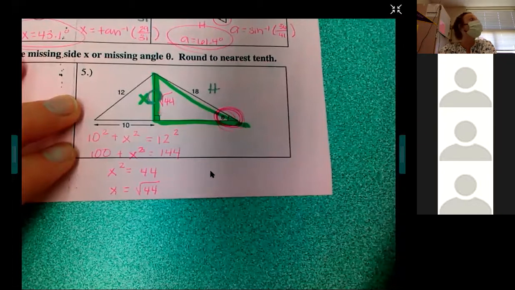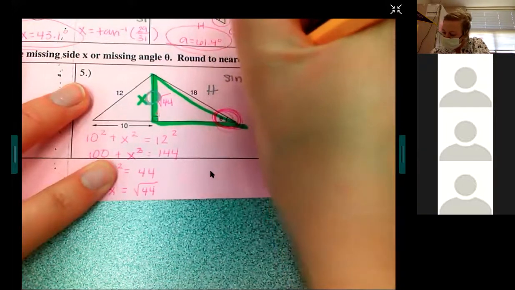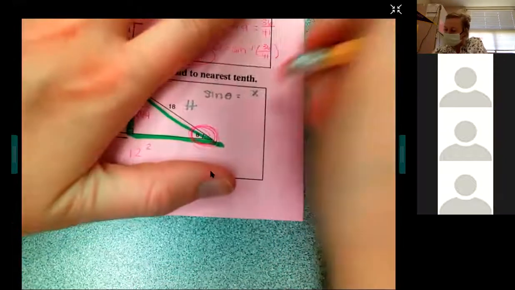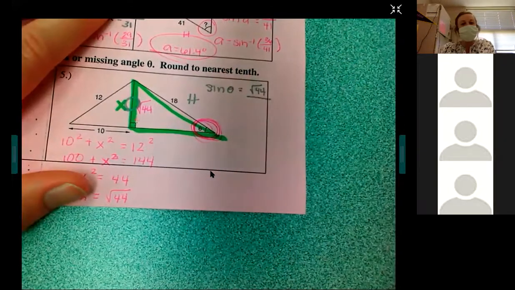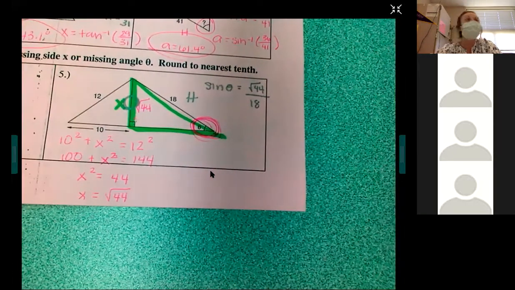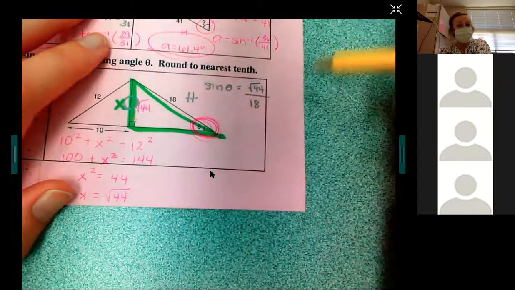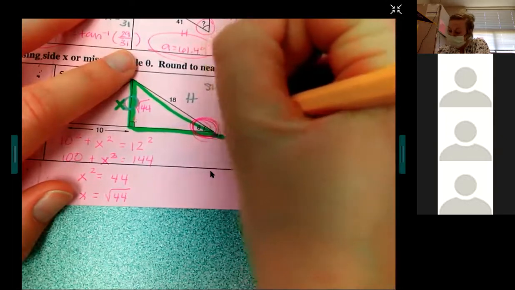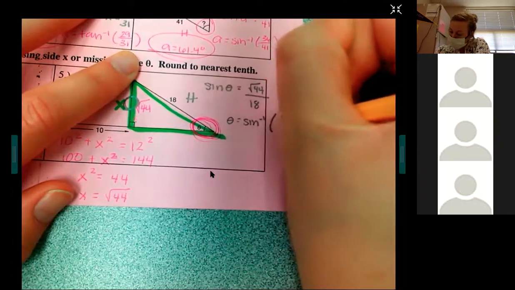Old hippie. Sine. Good job. So sine of theta equals the opposite. Oh, it's not x, Miss Poole. Which was square root of 44, right? Over, what was the hypotenuse? 18. And then how do you get that angle by itself? Inverse. Good. You got to get rid of the sine. We're trying to find the angle, not anything over here. So you got to do sine inverse to get the angle by itself of square root of 44 over 18.